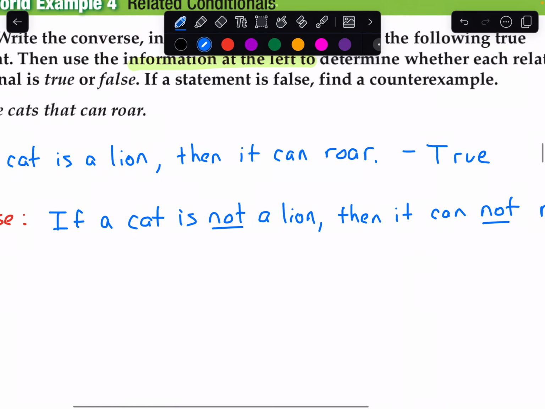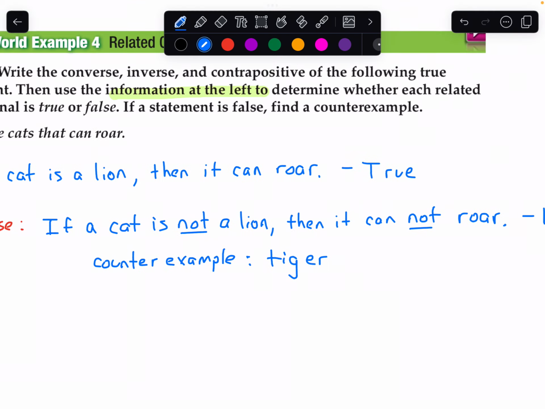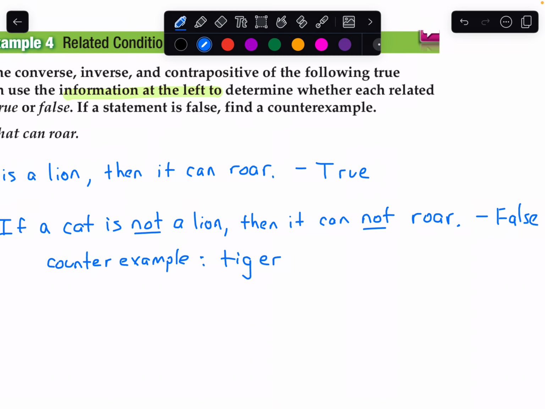For counterexample, the cat could be a tiger, and tigers can roar. So if you eliminate lion as a possibility, it could be a tiger, but then it can roar. You told me it would not be able to. The promise was broken.